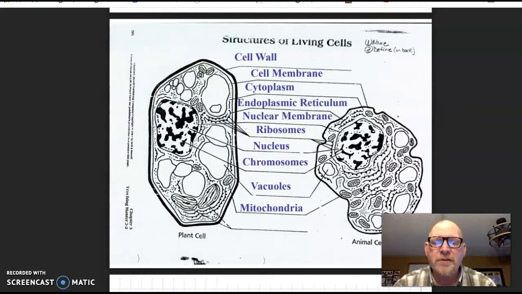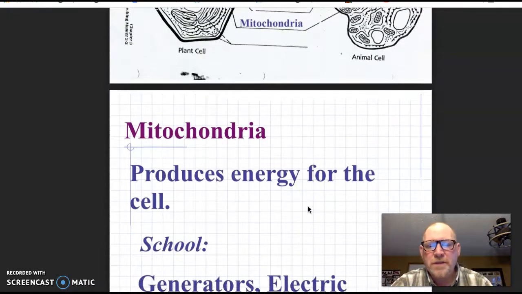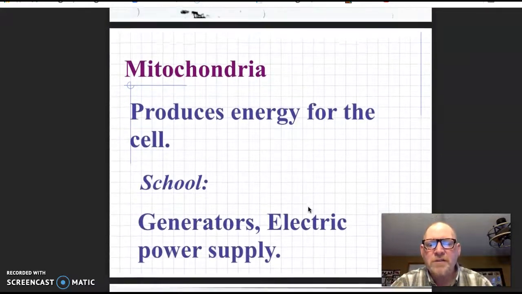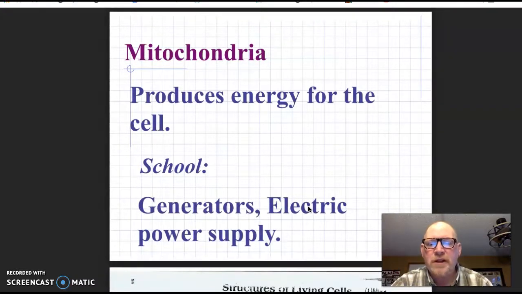So the mitochondria take over here, and they're the powerhouse of the cell. They take the broken down nutrients that you put into your body, and they turn it into adenosine triphosphate, ATP, and that is the form of energy that your cells can use. So mitochondria are the powerhouse of the cell. They produce energy for the cell. And so in the school, that would be the generators and electric power supply company.